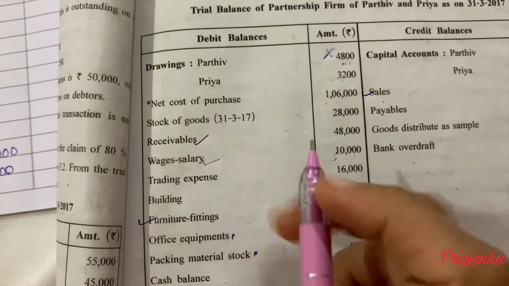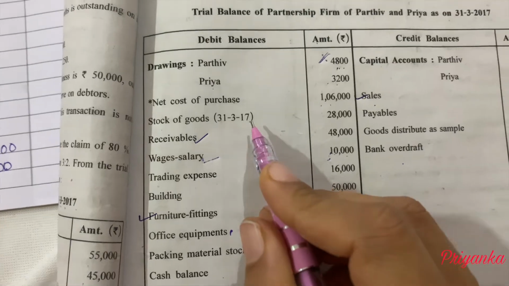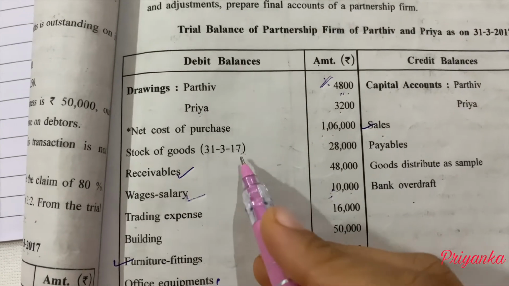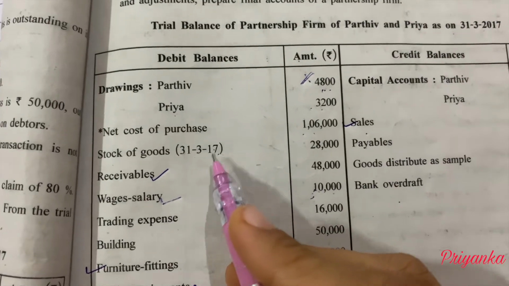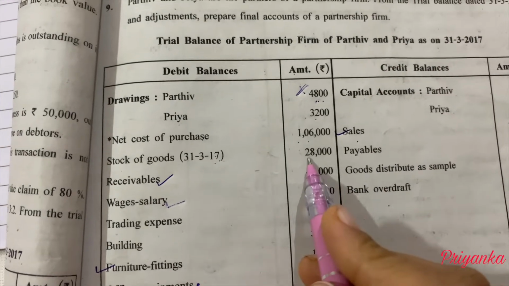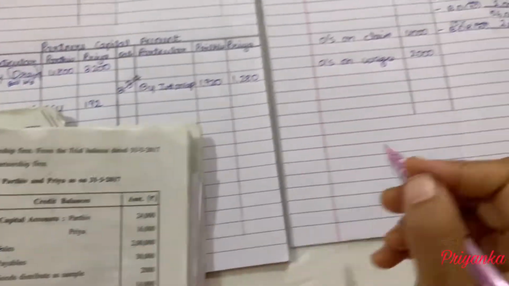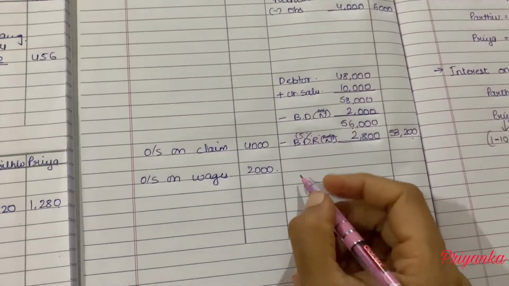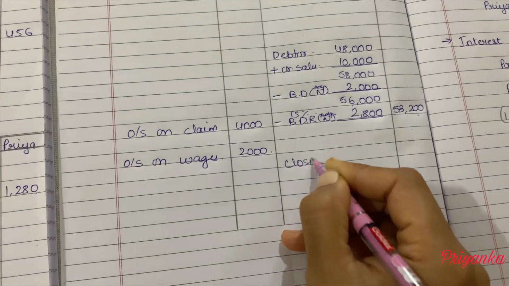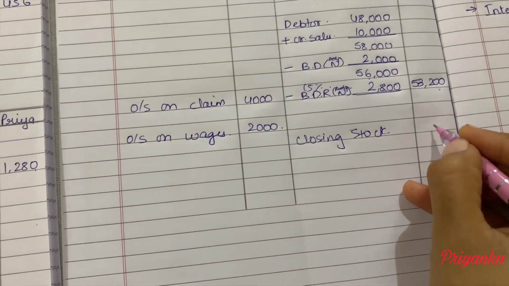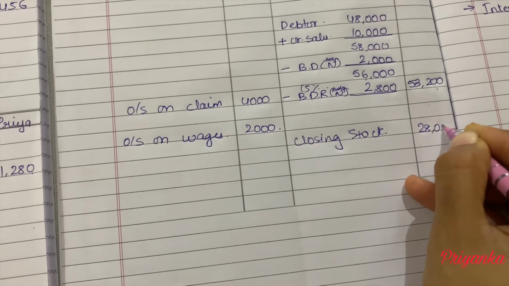Next, stock of goods 31st March 2017. Here again we can see the date, but that's the closing date, so it is not your hidden adjustment. We have to put only one single entry for it, 28,000. The stock of goods and the closing has to move to your asset side. Closing stock with the amount 28,000.